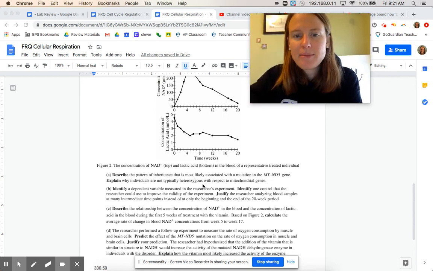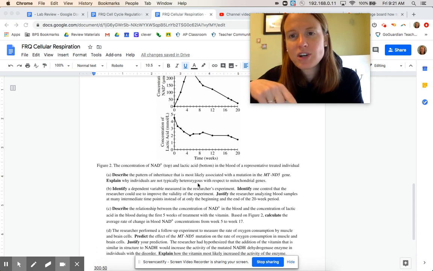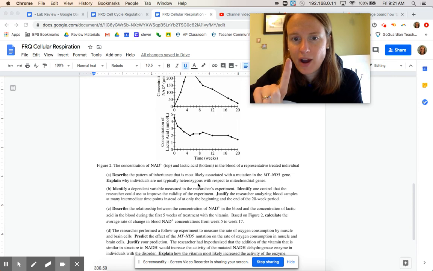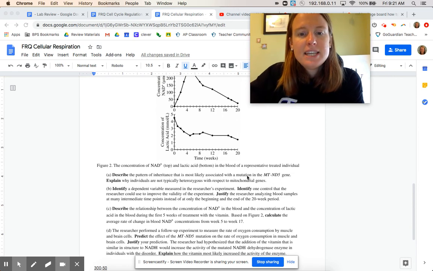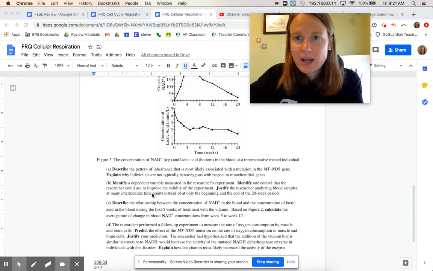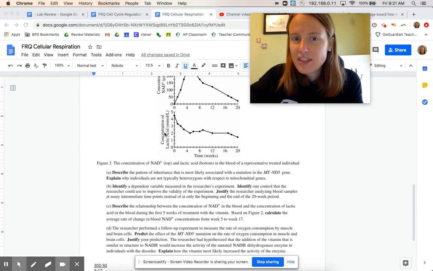How come you can't be heterozygous? Because if you're only getting one copy of it from your mom, you're not getting a copy from your dad. That means you can't be heterozygous. You just have one copy. Dependent variable, always the y-axis, okay? A lot of people were able to just write down what they saw on the y-axis. You could have identified either this or this.